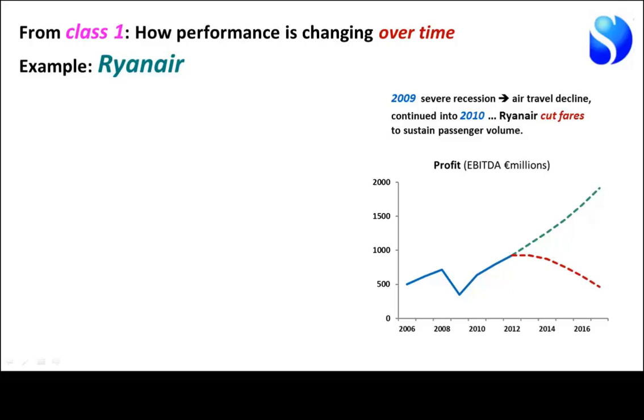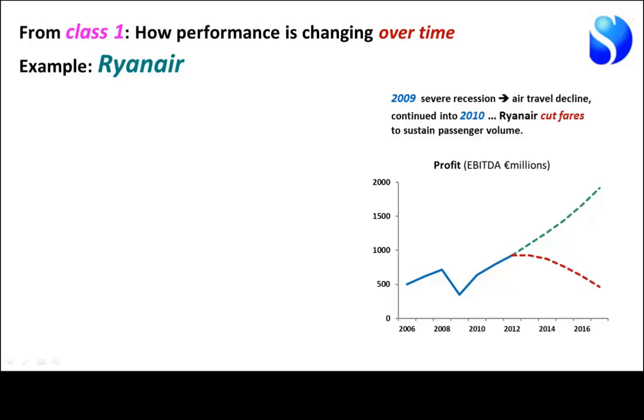And the chart on the right is a picture of that company's profit up to 2012. You can see there's a bit of a dip in 2009 when there was a recession, and this particular company cut its fares to maintain its passenger volume, and basically made life absolute hell for its competitors for a year or two. And you can see that that's enabled it to recover its profits. So here is that performance over time chart.